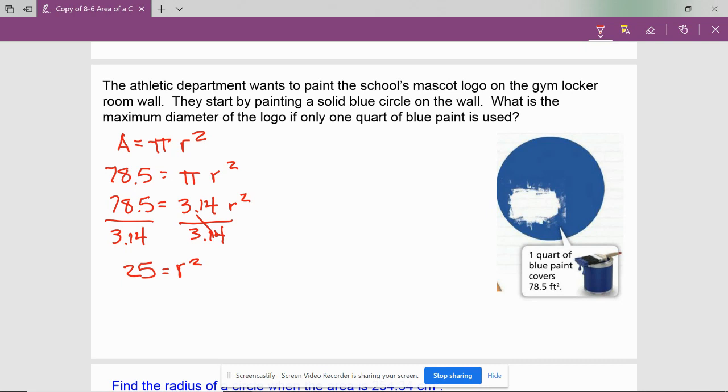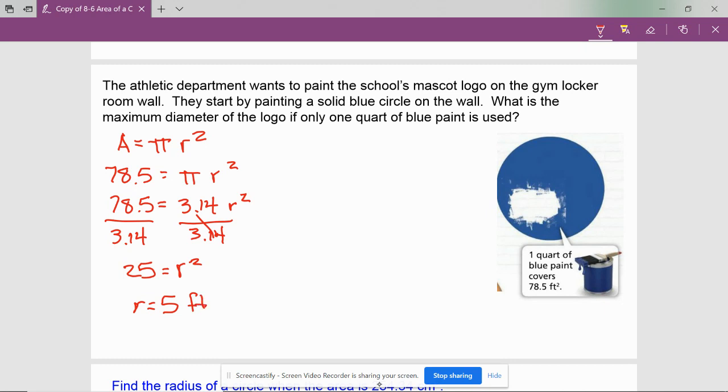Okay, and basically r squared means it's a number times a number. So what number times itself gives 25? The square root of 25 is going to be 5. So our radius is going to be equal to 5. Okay, and so we have a radius of 5 feet.